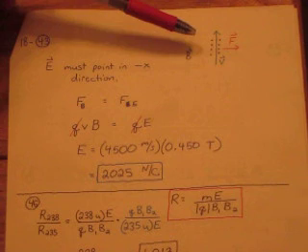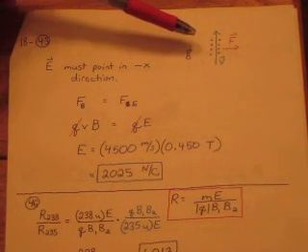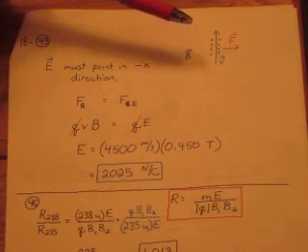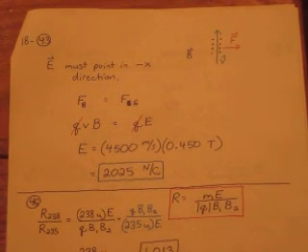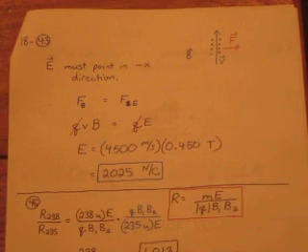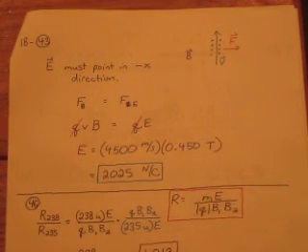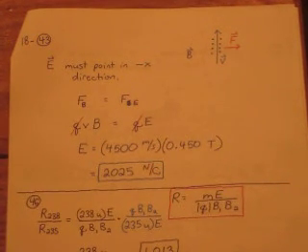Well, first we use the right-hand rule to figure out which way the magnetic field is forcing it. Use the right-hand rule and you find it is being forced to the right, which means we need an electric field that's going to go to the left. So the E field must point in the negative x direction.